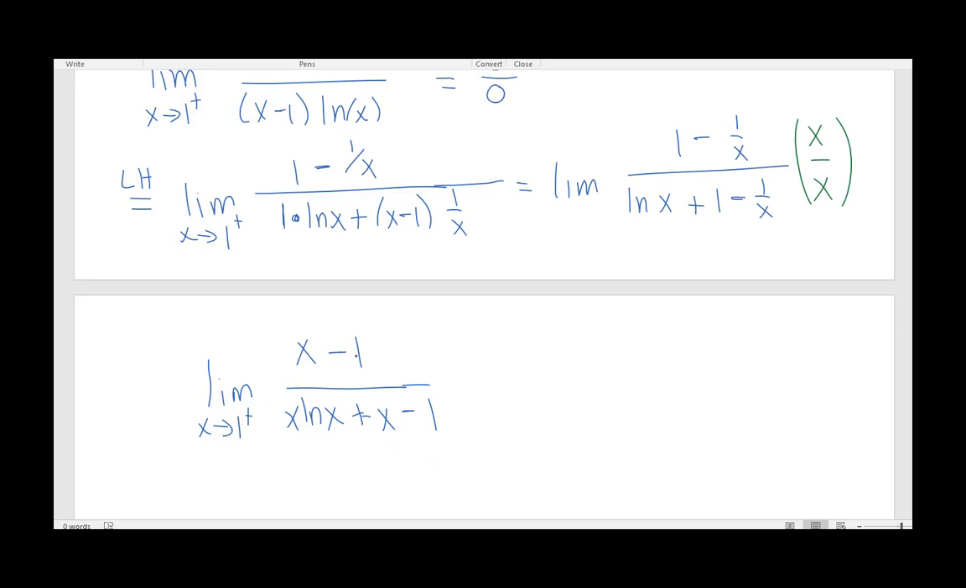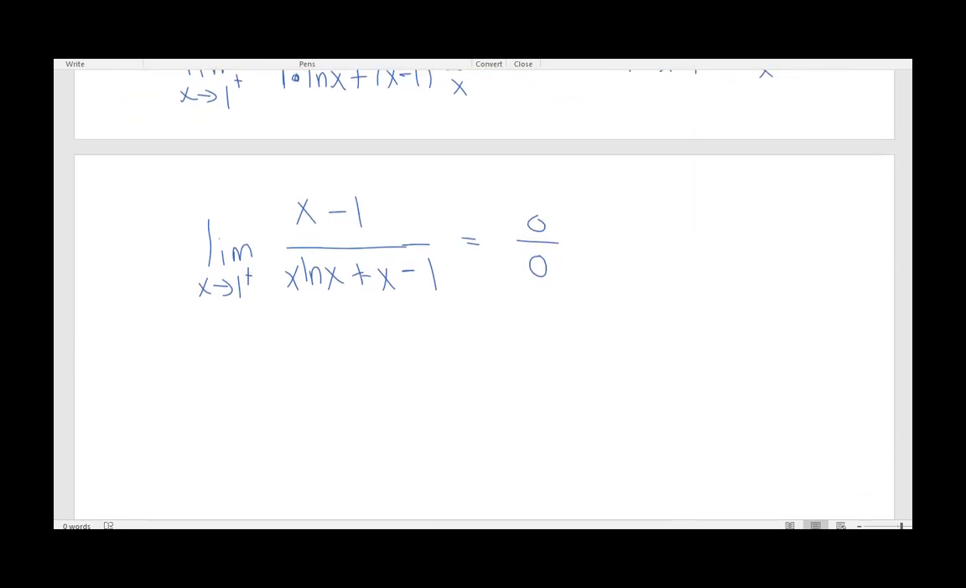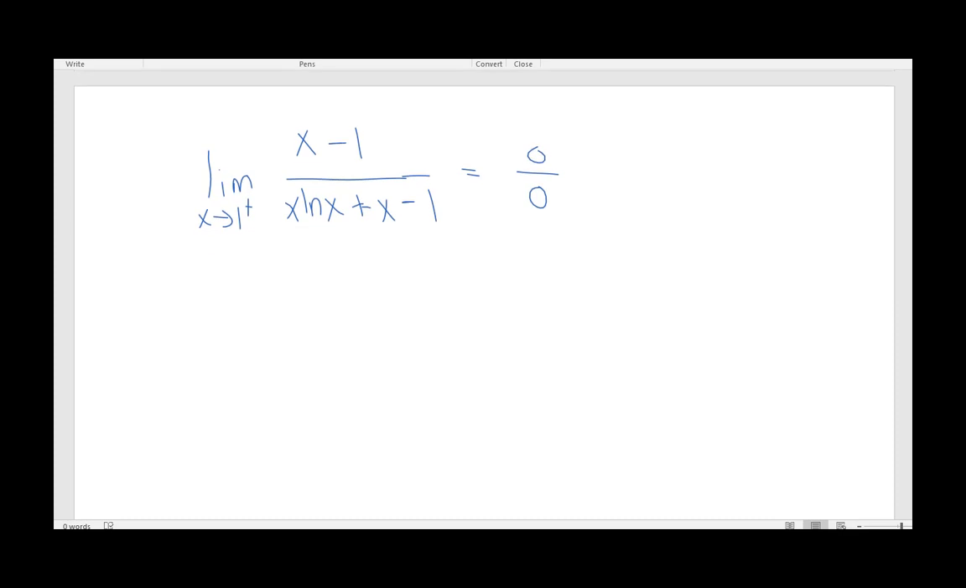In the numerator, I get 1 minus 1, which is 0. And then in the denominator, I'm going to get ln of 1 and then times 1. So that's 0 times 1, which is 0. And then I get 1 minus 1, which is 0. So I have to do L'Hopital's rule again here. I've done all the cleanup I can. There's no way to avoid L'Hopital's rule here. So let me apply L'Hopital's rule.